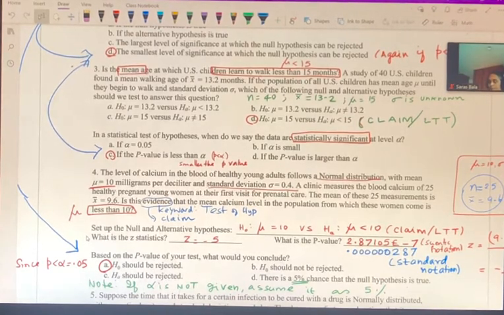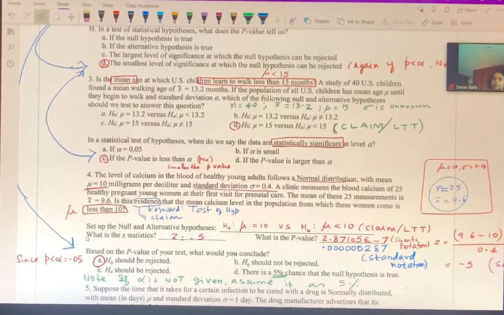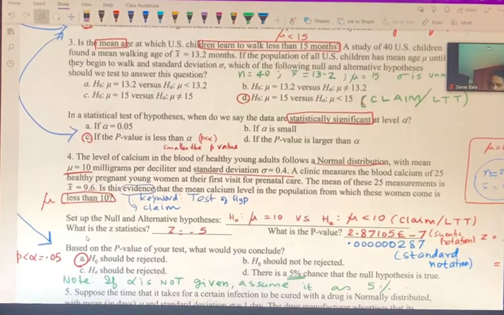So my mu sub 0 value is 15, and my alternate hypothesis is going to be mu less than 15. That is what is going to be tested, and that is my claim, and I'm going to give it a special name, which is a left-tailed test. All right, so my option is going to be D, and these are all ruled out. That's how I'm going to be eliminating the other options.